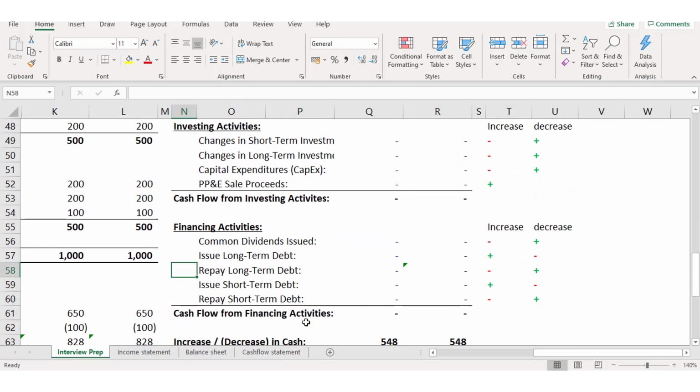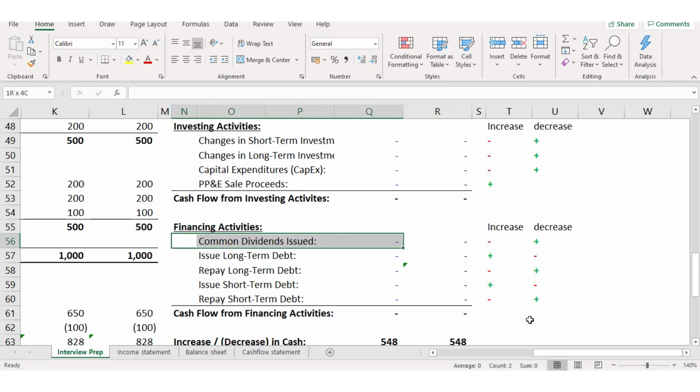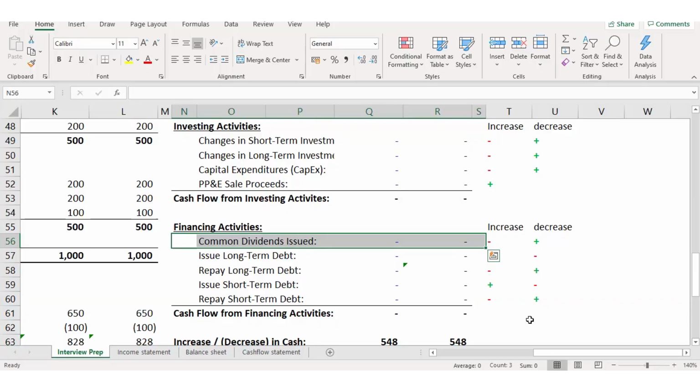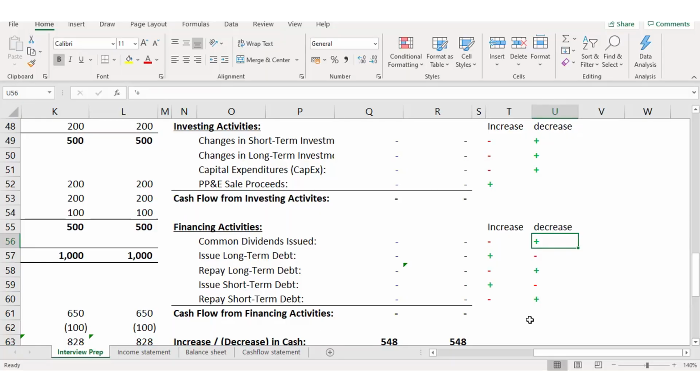Now let's take a look at cash flow from financing activity. Same rationale. Whenever cash is coming to you, you increase your cash position. Whenever cash is going away from you, it's a decrease. So the most common line item under financing activity is common dividend issuance, or if you're going to be paying out dividends. How do you pay out dividends? Using your cash. And whenever you pay out dividends, that reduces your cash balance. Hence a negative when this increases and a plus when this decreases. Because when it decreases, it means you're not paying out a dividend. So you get to keep that cash.